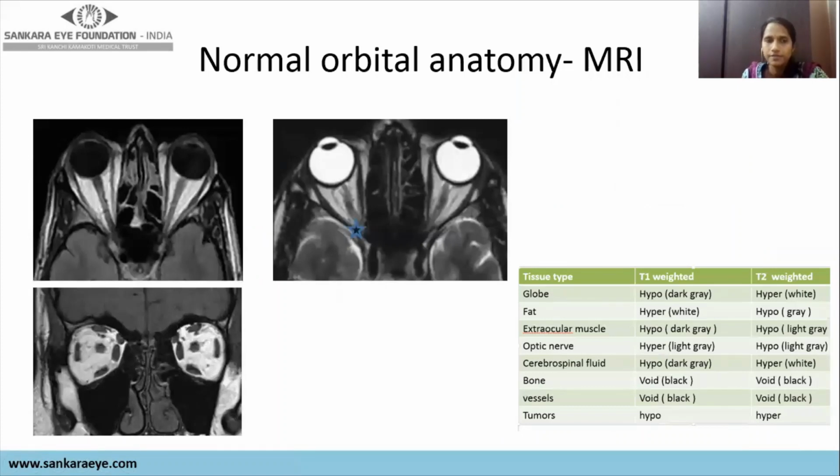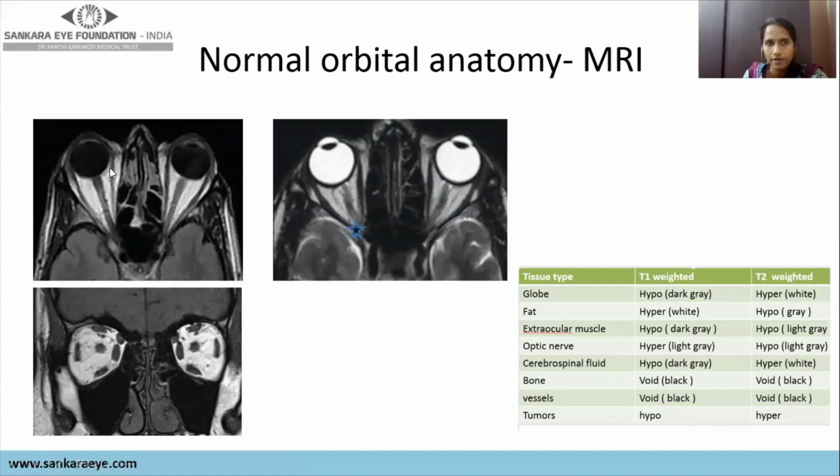So I've already described most of the things. This is a T1 weighted image because the vitreous is gray, and you have the fat here, which is bright. And here you're seeing the cortical bone. Even the cortical bone has lesser proton content, therefore it doesn't produce any signal, so it appears black. But the marrow in it will appear gray.